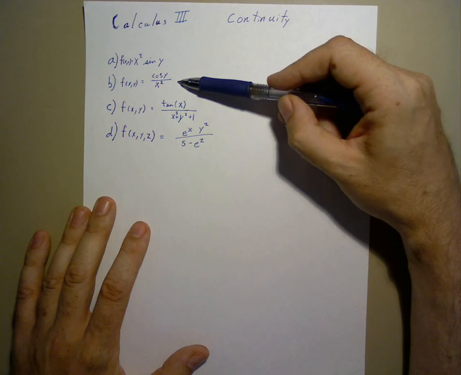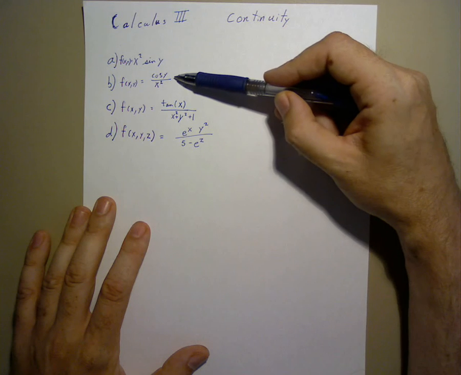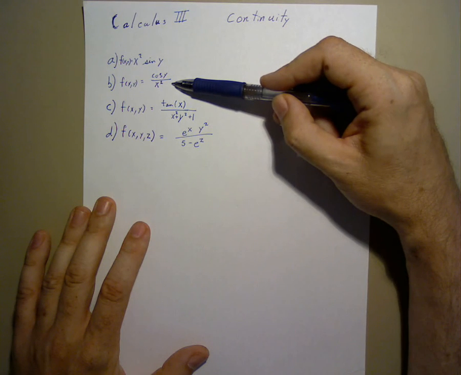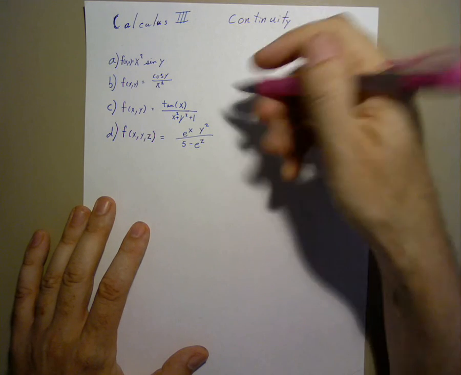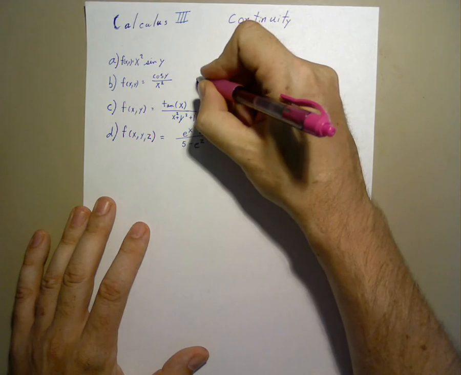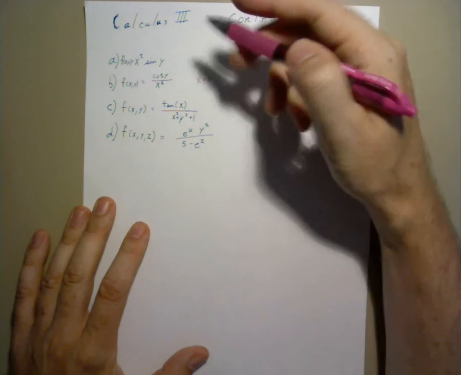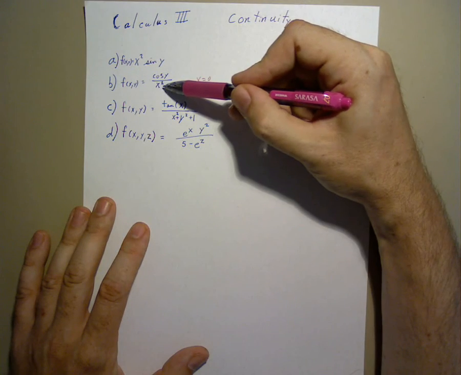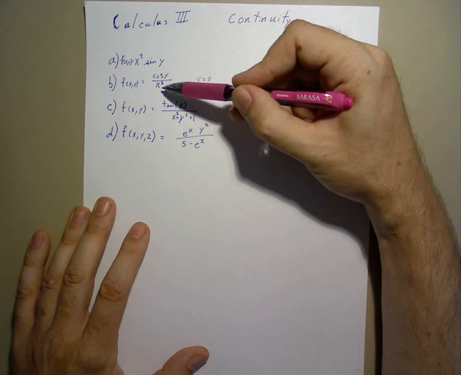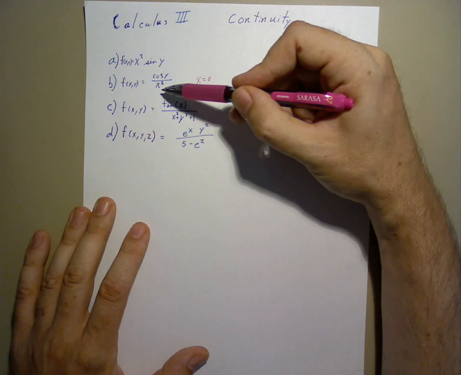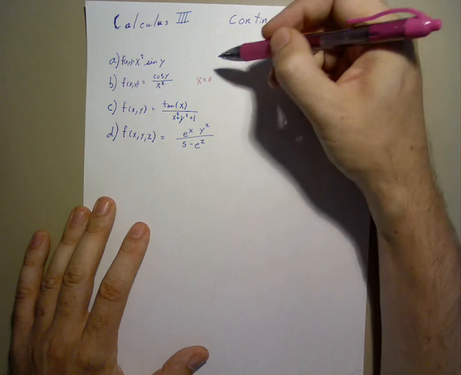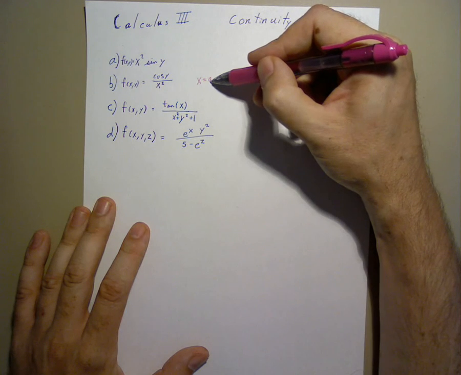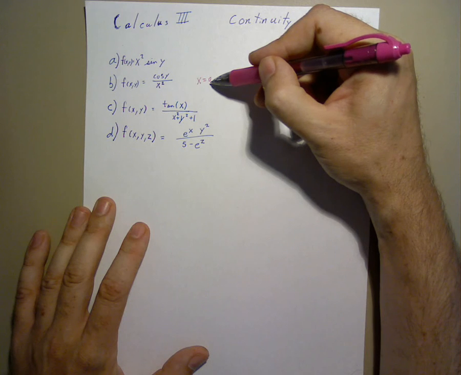Our next example is cosine y over x squared. In this case, we are defined at all points except where x equals 0, because division by 0 gives us a 0 denominator, which means we're dividing by 0, which is not allowed. So x equals 0 is where we have a discontinuity.